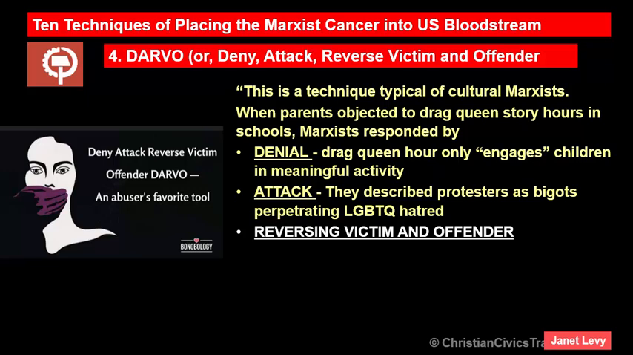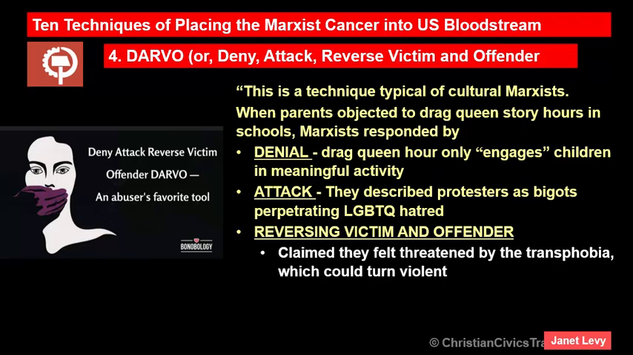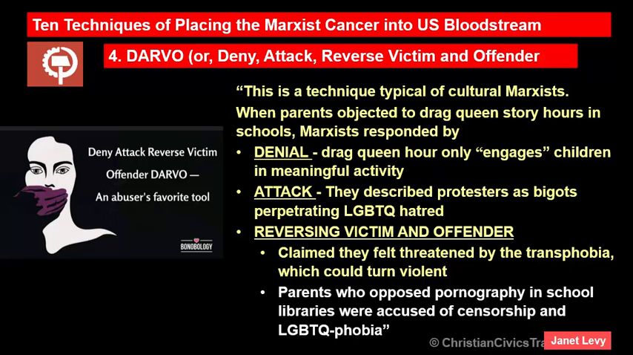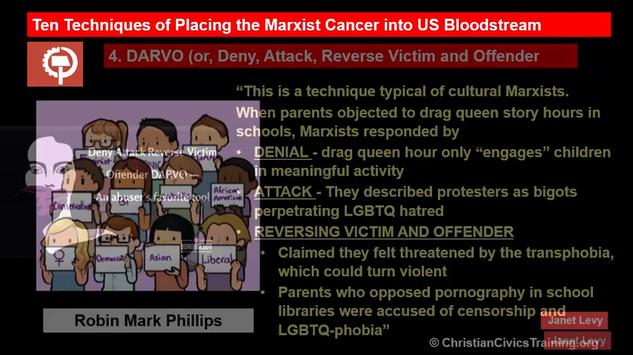And then finally, when that didn't work, they reversed the victim and offender status, claimed they felt threatened by the transphobia, which could turn violent. Parents who opposed pornography in school libraries were accused of censorship and LGBTQ phobia. So that's the DARVO technique of cultural Marxists.